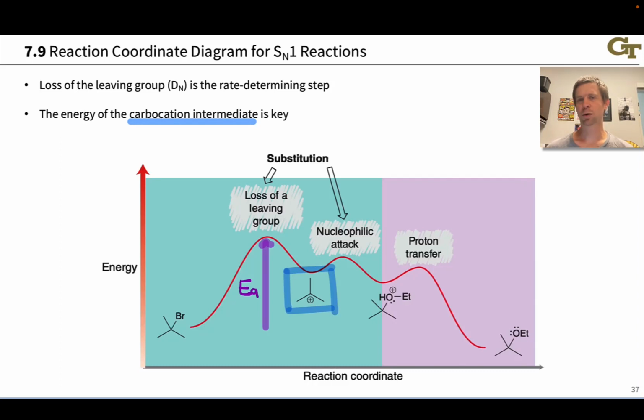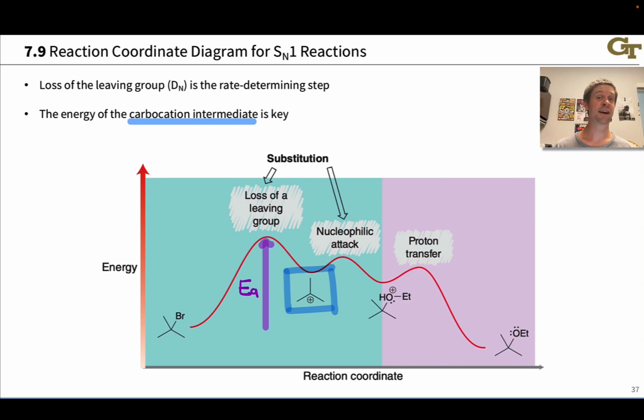In both SN1 substitution and E1 elimination reactions of alkyl halides, the rate-determining step is loss of the leaving group, the first step that forms the key carbocation intermediate. So when we think about solvent effects and structural effects on the rates of SN1 and E1 reactions, it's all about this initially formed carbocation intermediate.